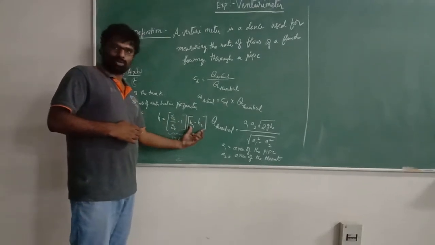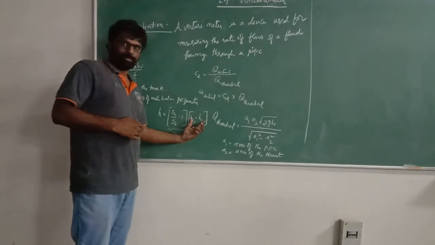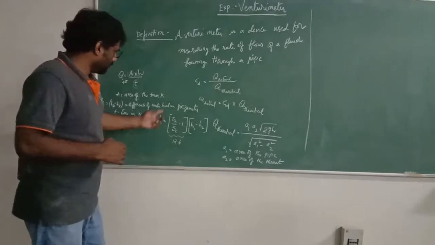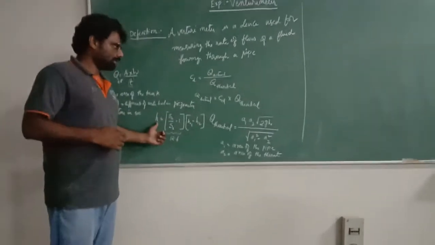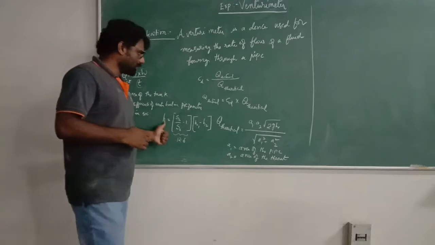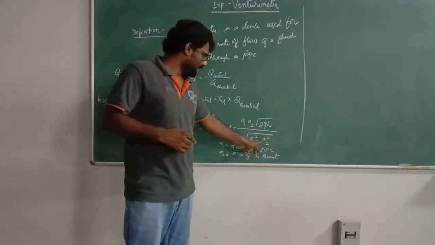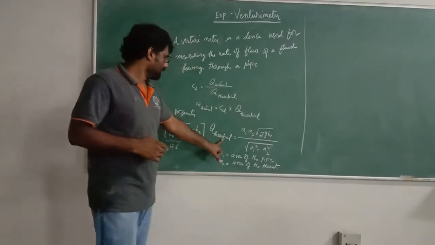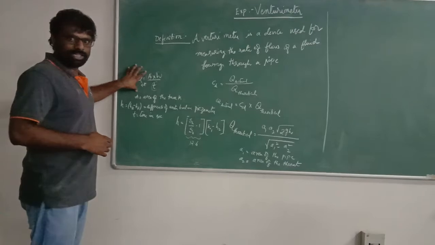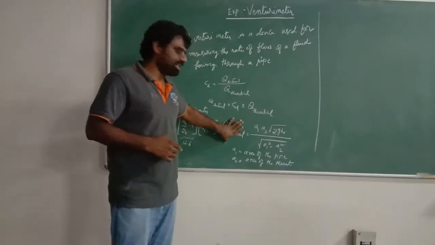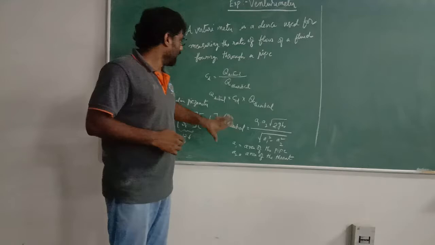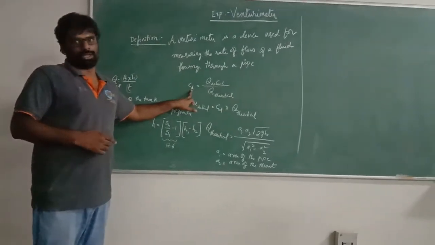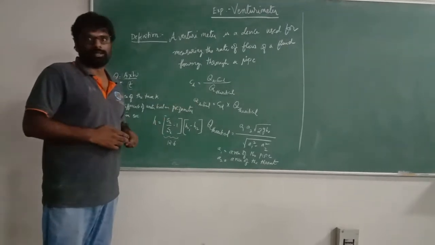And this is multiplied by H1 minus H2, the difference of the liquid levels which we get in the manometer. From this formula we will get the H value, and this H value we will substitute here, and you know A1 and A2. If you substitute all the values, we will get the Q theoretical. You know the Q actual from this experiment, and the Q theoretical from the dimensions of the equipment, and you substitute those values to get the coefficient of discharge. This is what we have to find in this experiment.